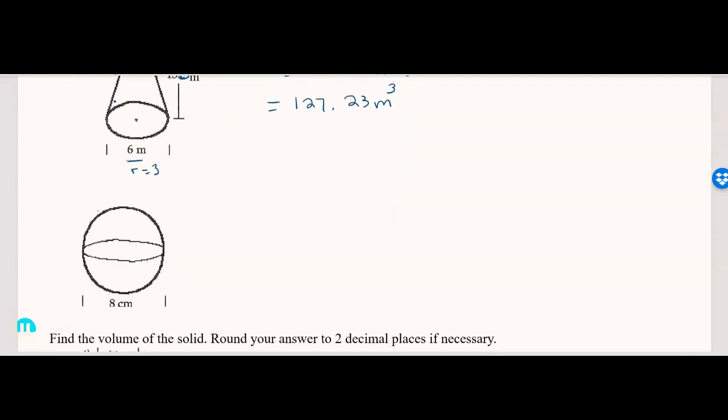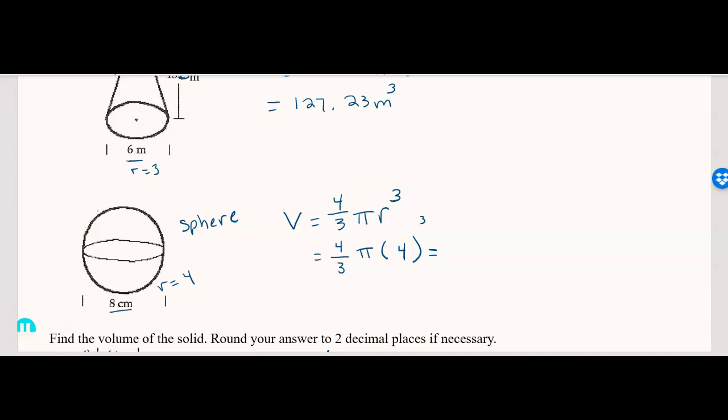This right here is a sphere. And so if you look on your formula sheet for the volume of a sphere, it's 4/3 pi r cubed. In this particular case, we're going to get our radius ready. This is the diameter, so the radius would be 4. That means I'm going to take 4 cubed. Remember, 4 cubed is the same thing as 4 times 4 times 4.